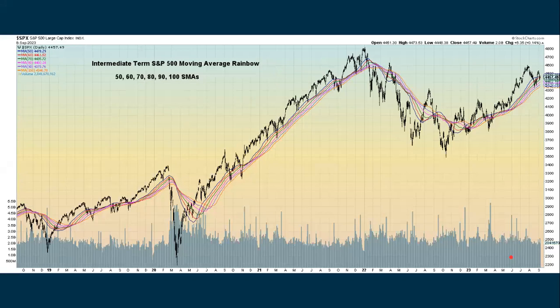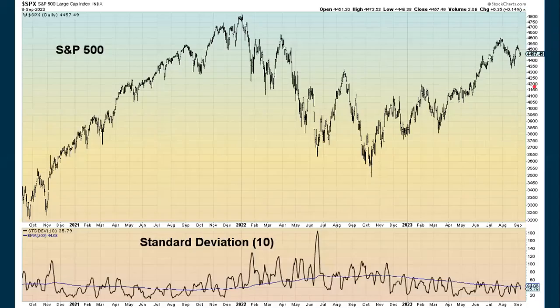Then we have an intermediate term rainbow going from 50 periods up to 100. And because these are a little bit slower, even though we've been seeing some weakness in August and then a little bit more in September, we're still dealing with the upper end of these moving averages. I have to clear my throat. Sorry about that. These are all take one videos that I do here.